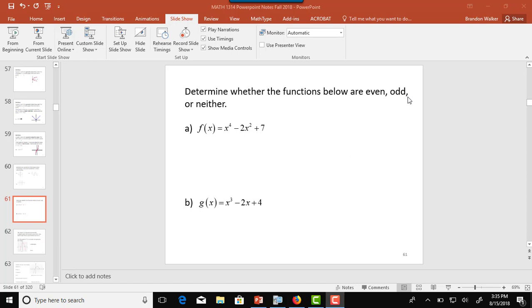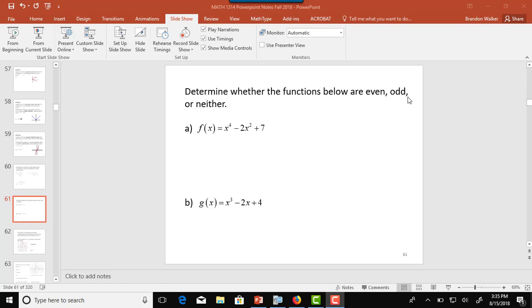And every function falls into one of those three categories. Either it's an even function, meaning it has symmetry with respect to the y-axis, it's an odd function, meaning it has symmetry with respect to the origin, or it's neither one of those. So it's one of those three every single time.